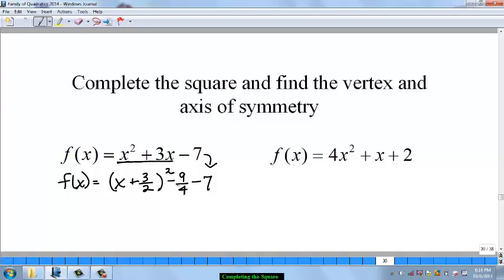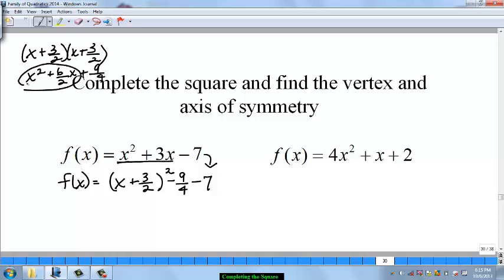Now, if you're a little concerned how I got the 9/4, let's do it up here. If I had x plus 3 halves squared, I would write it like this. And if I squared that, I would have x squared, and then 3 halves plus 3 halves, which is 6 halves x, which is a 3x, and then plus 9/4. So this is okay, because now this matches, but I have 9/4 left, so I had to subtract it and then bring down the negative 7 so it matched. Now you can't really leave it like this. You should combine these terms.